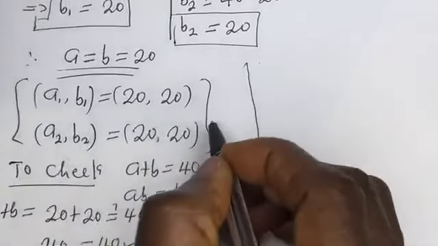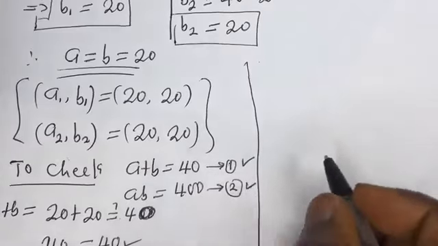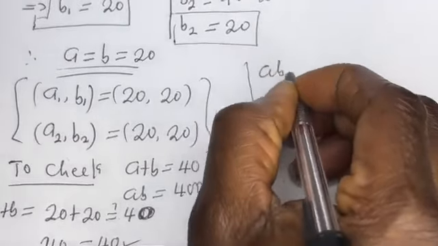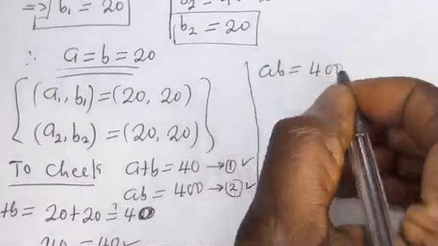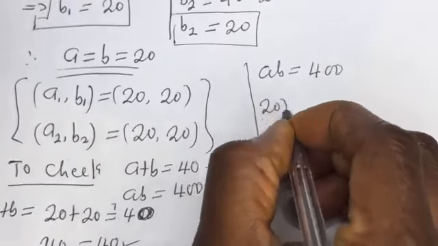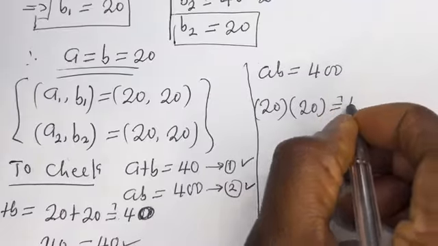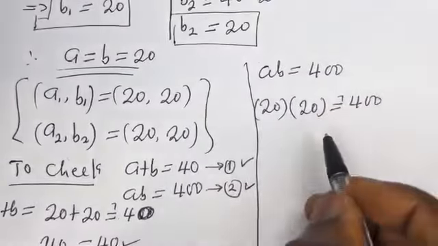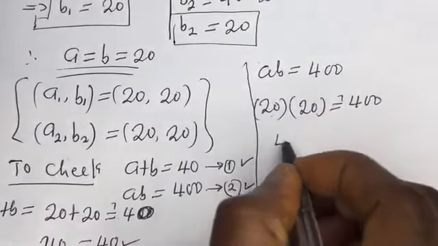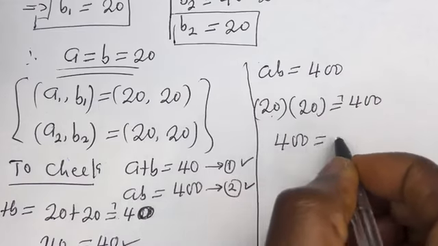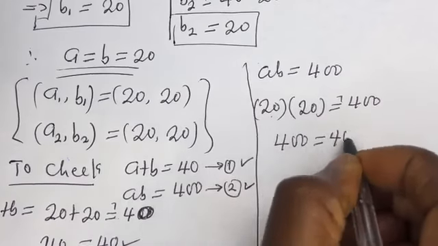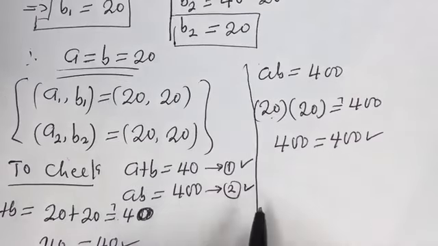Let us consider this. AB is equal to 400. 20 multiplied by 20 must be equal to 400. 20 times 20, this is 400, is equal to 400, which is true.